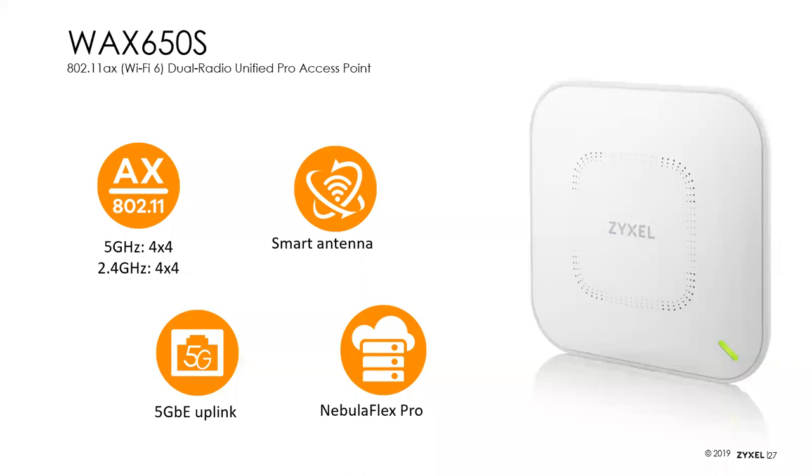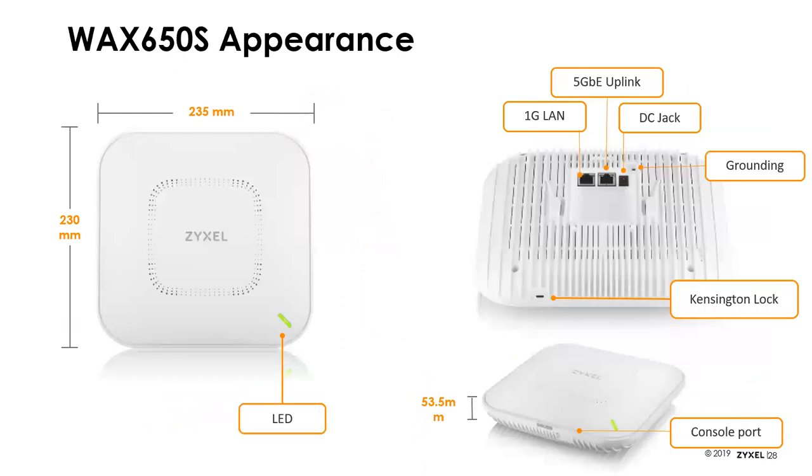So the WAX650S, this is sort of our flagship Wi-Fi 6 access point. You'll notice this is 4 spatial streams. So basically double the speed of the other 2 models we've talked about. This uses our smart antenna technology. It's got a 5 gig LAN port on there to help support the faster speeds that the 4.4 gives you. And this is also NebulaFlex Pro. You can see it also has a pass-through Ethernet port on it.